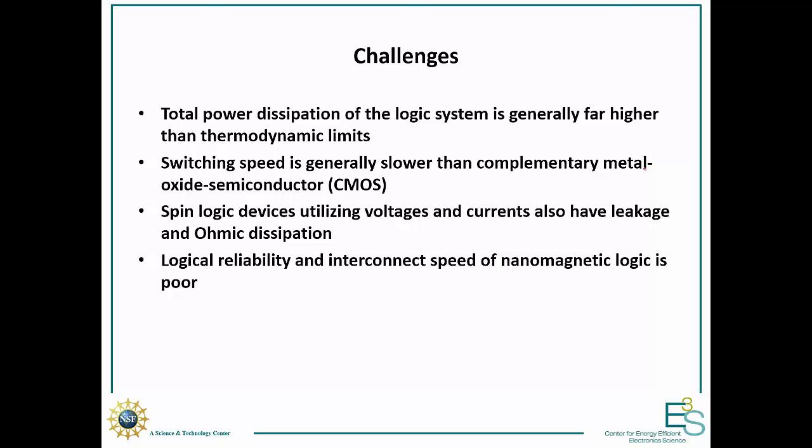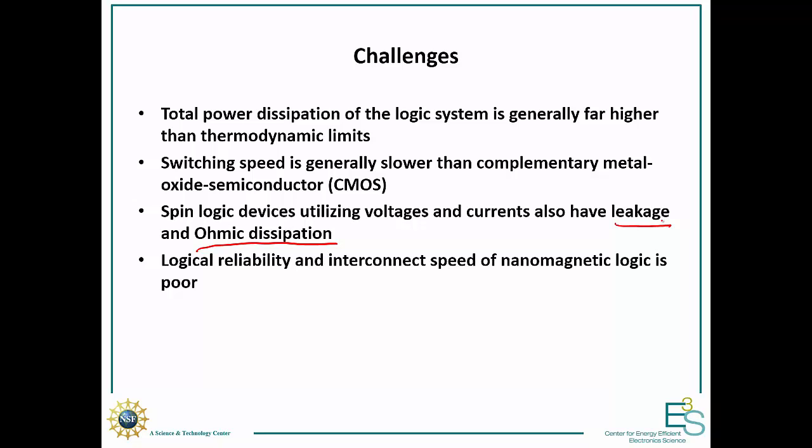Also, the switching speed of magnets is generally at most as good as state-of-the-art CMOS. In addition, all of these spin logic devices that I've shown that use voltage and current in some way, well, they are indeed moving charge, and so they also suffer the same problems as CMOS, and that is Joule heating, ohmic dissipation, and leakage.